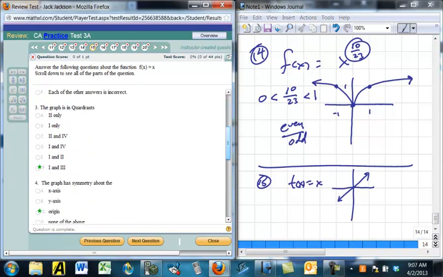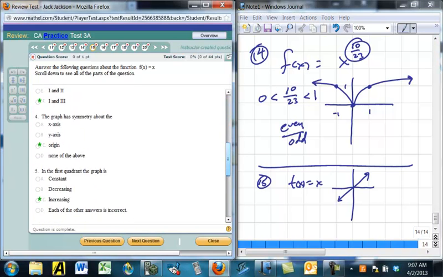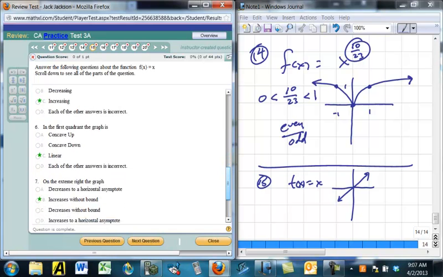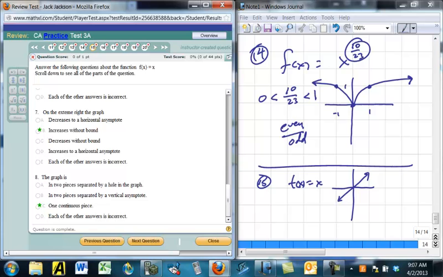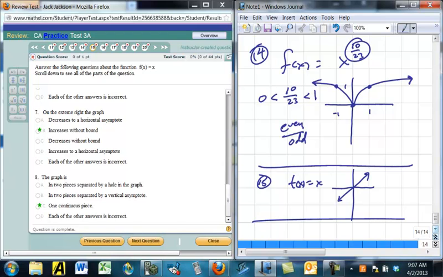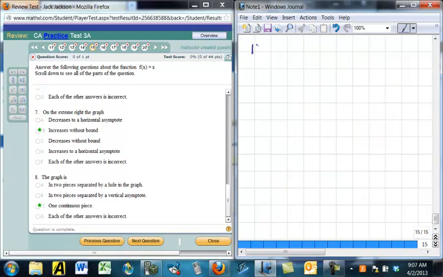Negative infinity to infinity. It's in quadrants 1 and 3. It has origin symmetry. It's increasing linear everywhere. It increases without bound going to the right, and it's one continuous piece. That's a power function that's kind of by itself. It's the only one that's a solid straight line.